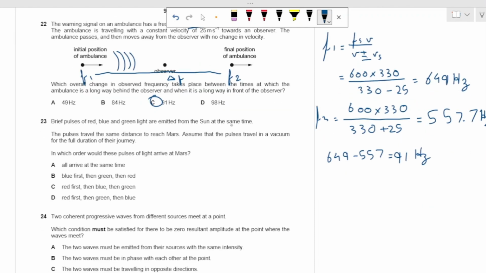Question 23. Brief pulses of red, blue and green light are emitted from the sun at the same time. The pulses travel the same distance to reach Mars. Assume that the pulses travel in a vacuum for the full duration of the journey. In which order will these pulses arrive at Mars?